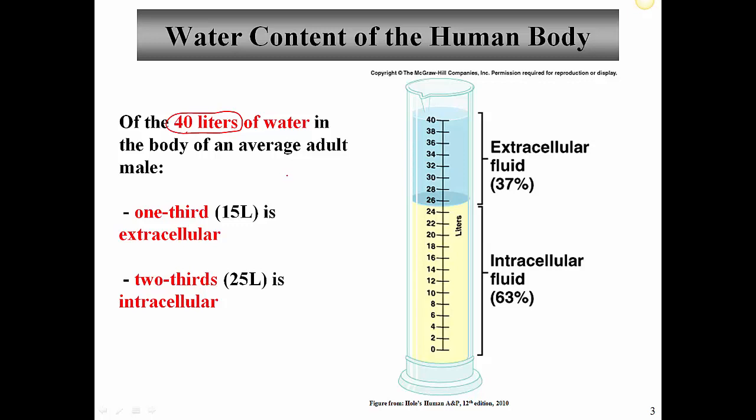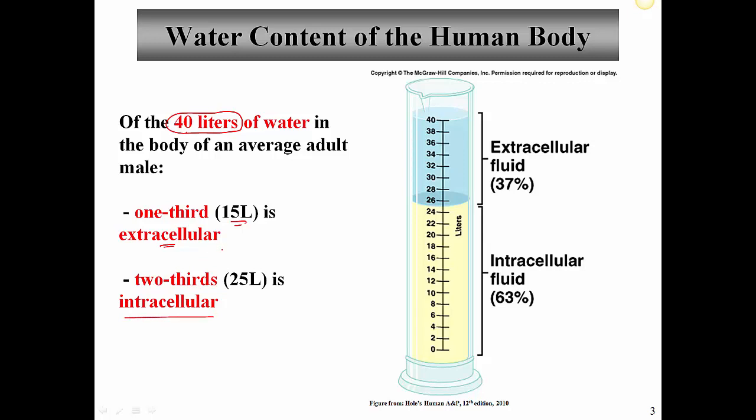When we talk about elderly people, they can have body water as low as 45%. One of the reasons for this is the large decrease in muscle mass that typically accompanies aging. Now you notice of the 40 liters of body water that we have, 1/3 of it is extracellular. So 1/3 of 40 is 15. 2/3 of this body water is intracellular. That is locked up inside the cells of the body.